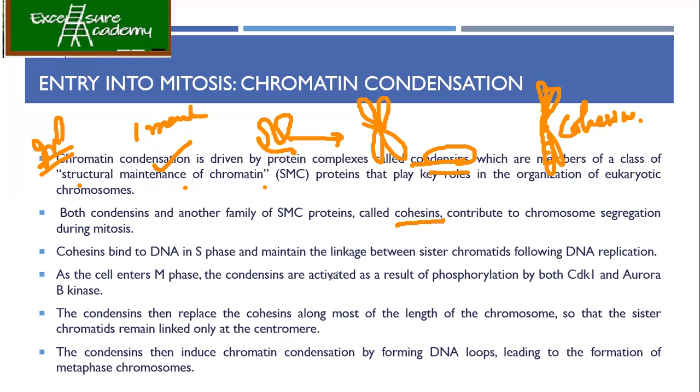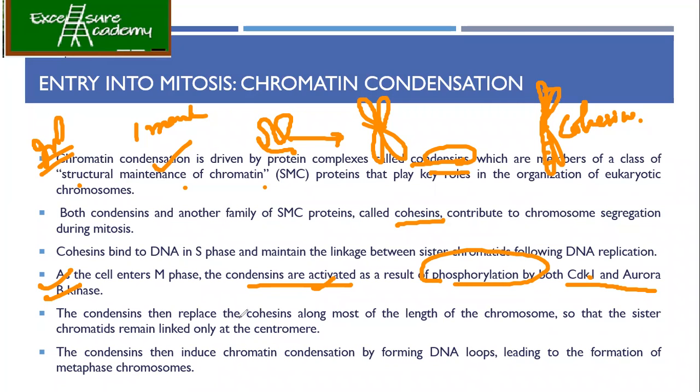So as the cell enters the M phase, the condensins are activated as a result of the phosphorylation by CDK1 and Aurora B kinase. Please remember this also, that the condensins are getting activated by the activity of CDK1 and Aurora B kinase. Even if you don't remember that it is phosphorylation, please always remember that CDK1, that is your cyclin dependent kinase, kinase means it has to be phosphorylation only. And in the cell cycle, every time any regulation is because of phosphorylation or dephosphorylation, as I have mentioned many a times in the earlier lecture also.